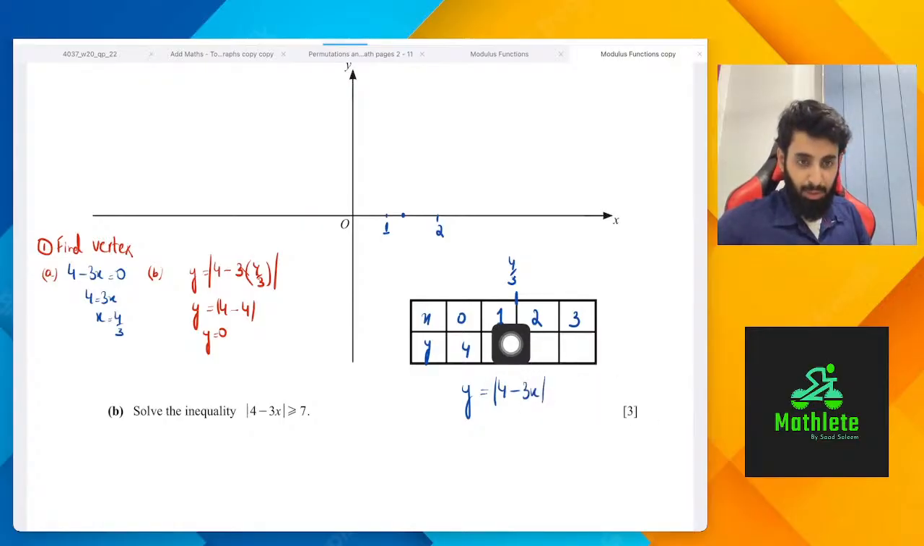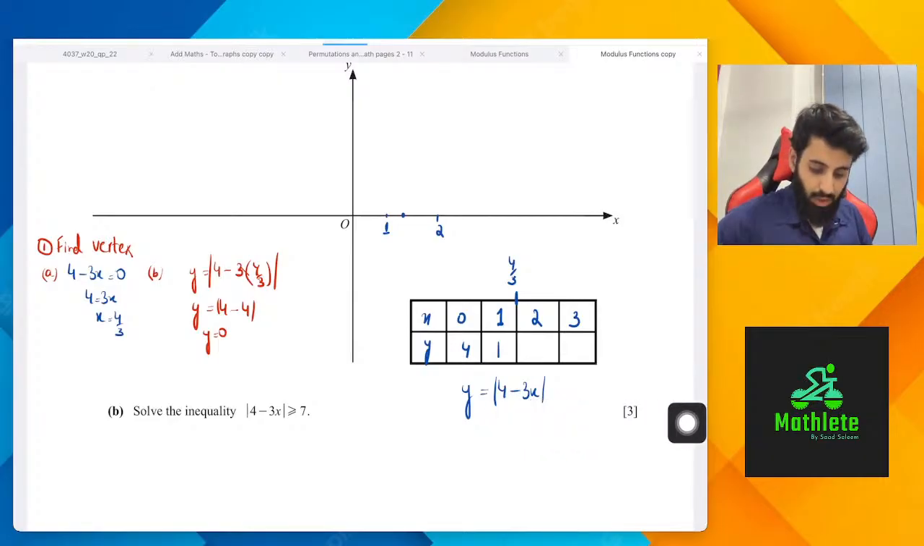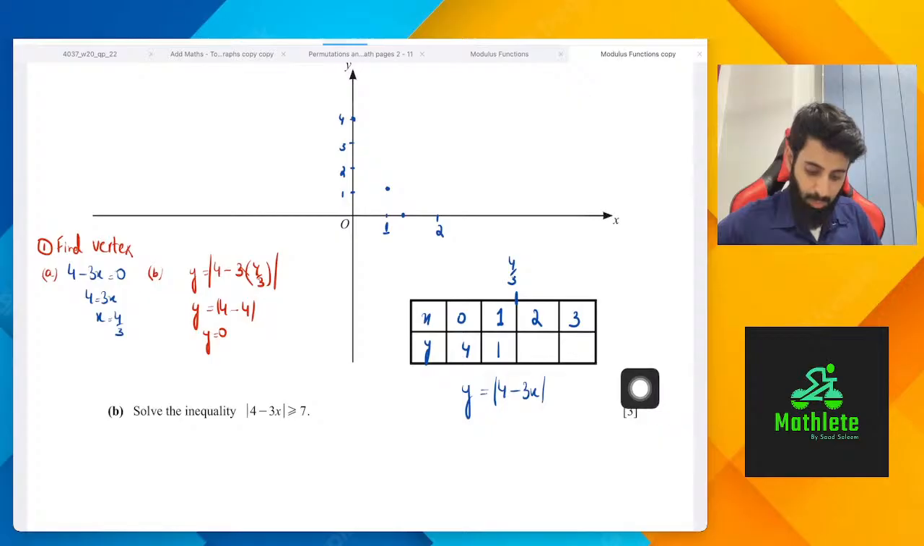Now let's plug in 1. 3 times 1 is 3, and what's 4 minus 3? That's 1. So here's 1, here's 2, here's 3, here's 4. When we plugged in 0, what did we get? We got 4. And when we plugged in 1, we got 1. Now let's plug in values that are greater than the vertex. Let's plug in, let's say, 2.